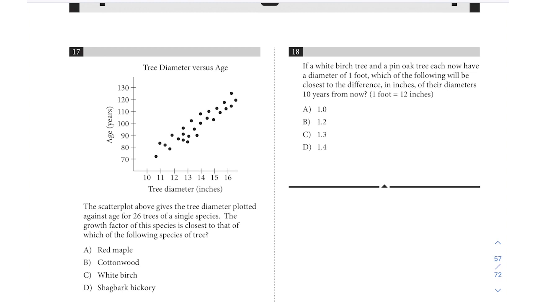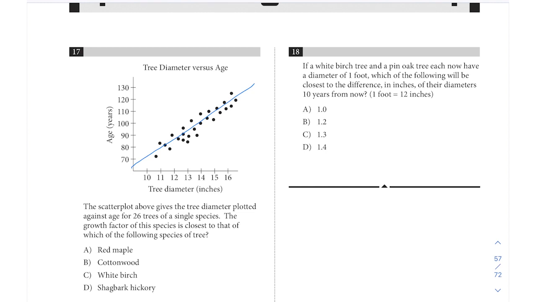When you have a scatter plot, rather than use an individual data point, you want to try to create a line of best fit. This does not have to be exact, but you're basically going to draw a line through the data that represents the trend in the data. And you can pick a few points along that line to confirm.